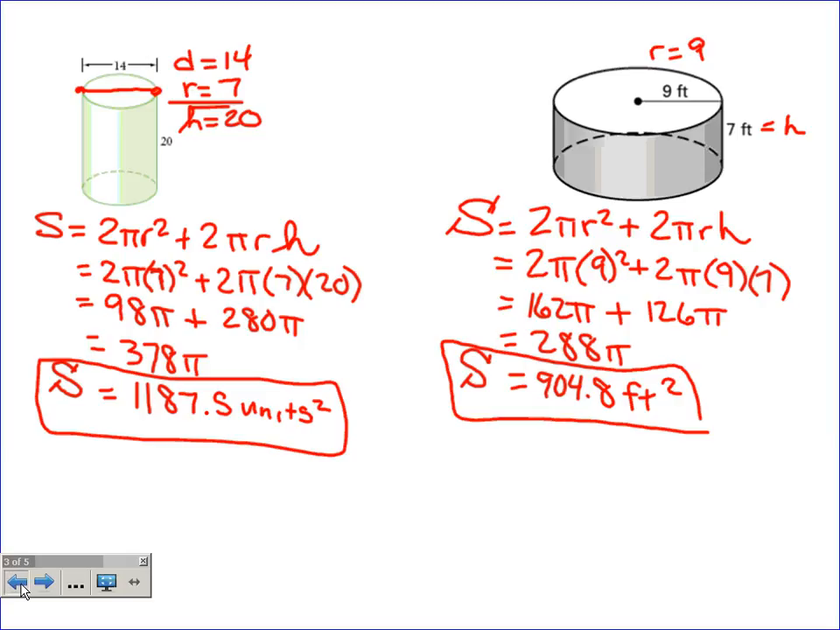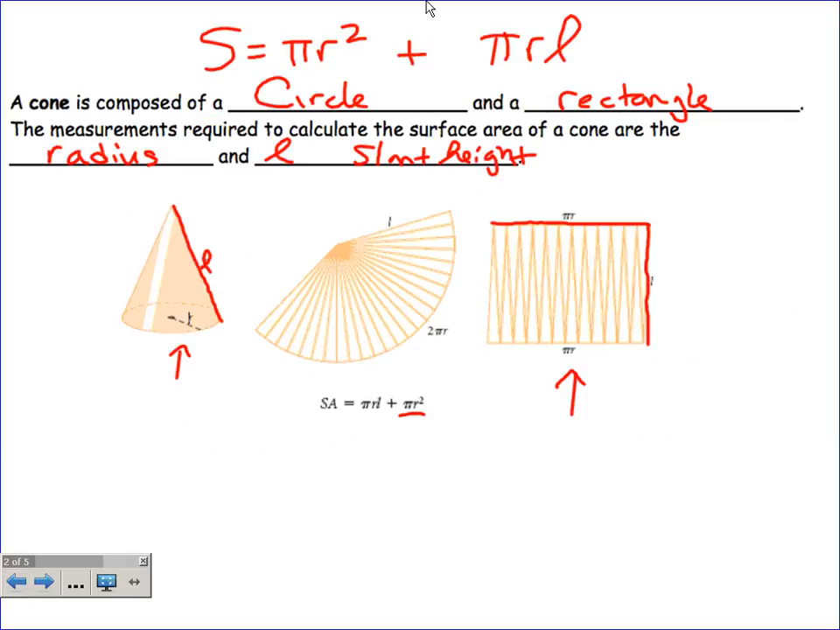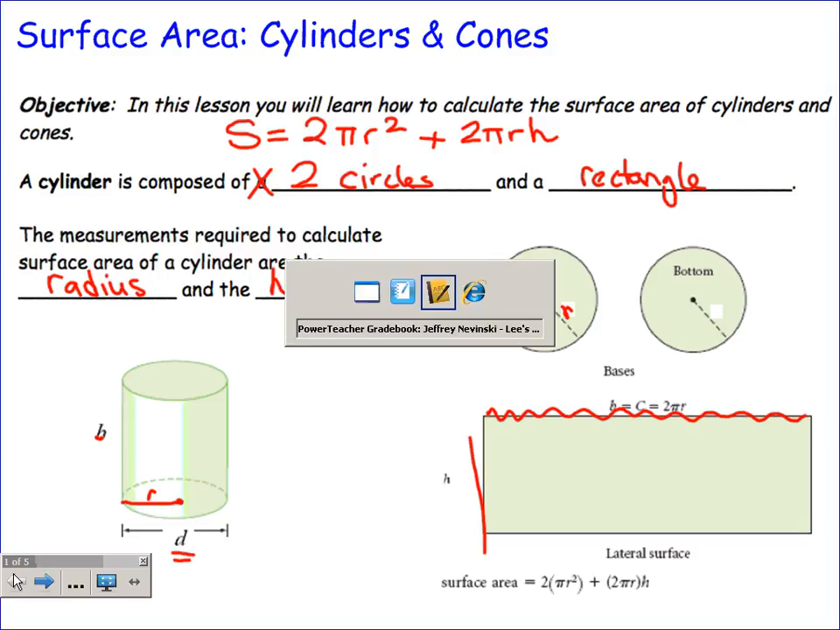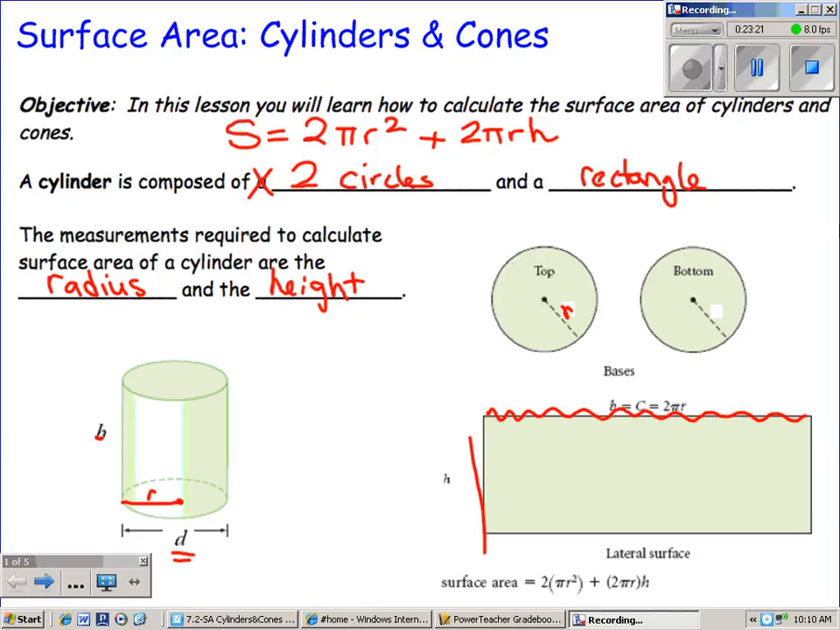There's cones, there's cylinders. You remember the formula? For cones, it's pi r squared plus pi r L. And for cylinders, it's 2 pi r squared plus 2 pi r h. Make sure you have those formulas and are getting close to having them memorized. It might not be a bad idea.